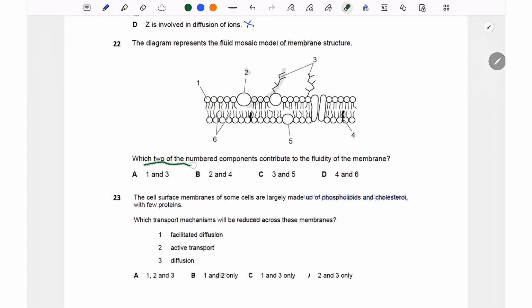What are they asking? Which 2 of the numbered components contribute to the fluidity of the membrane? So when we talk about fluidity of the membrane, it has to be which 2? So fluidity is going to be cholesterol, this, and it's going to be the fatty acid chains, because fatty acid chains, whether they are saturated or unsaturated, that's going to contribute to this.